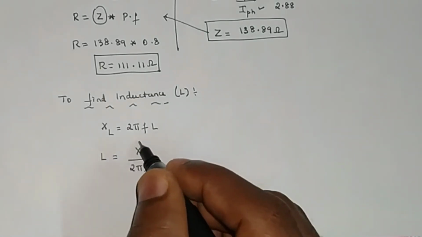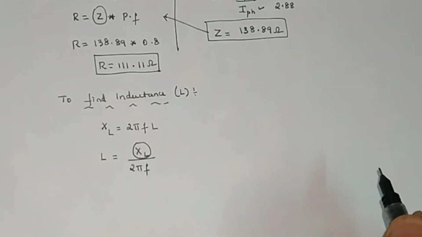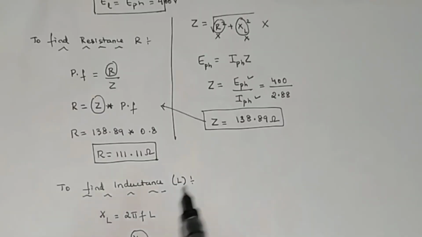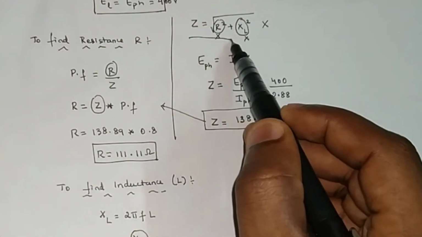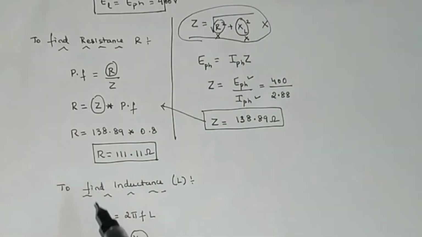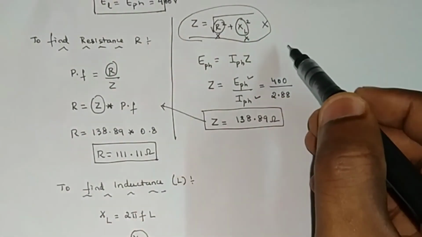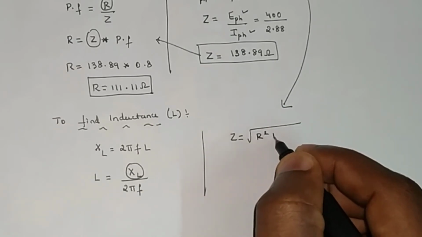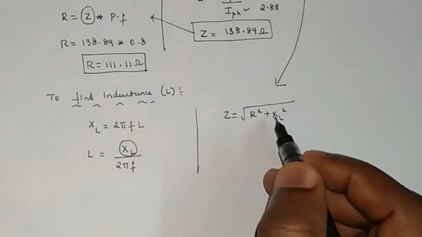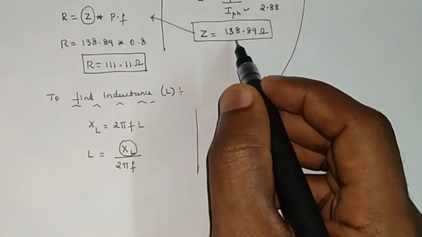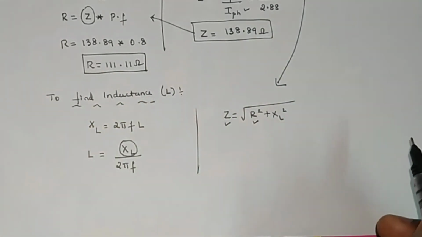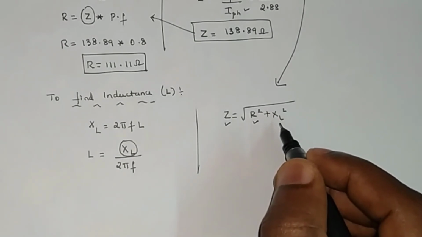Now to find inductance, I need the inductive reactance value, which is not given. So is there any other formula which has inductive reactance other than this formula? The only formula which has inductive reactance, other than the inductive reactance formula, is this impedance formula. So I'm going to use this formula once again. Z is equal to root of R square plus XL square. In this formula I know the impedance value, which I already found out, and the resistance value also I know, which is already found out in the previous step. So it will be easy for me to find out the inductive reactance.